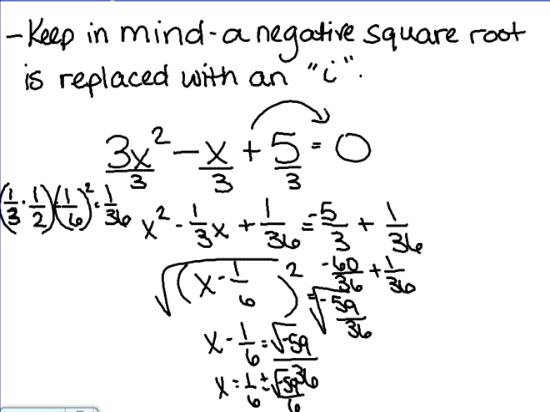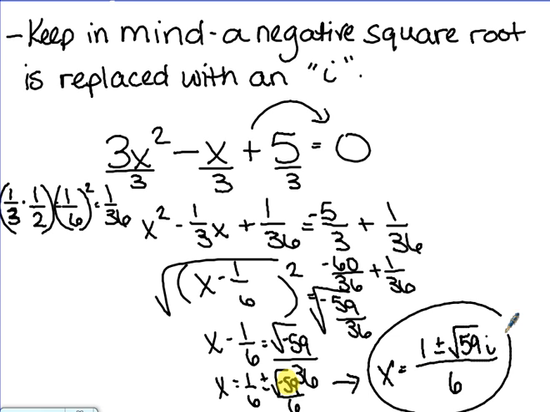Now notice, we have a negative square root. Okay? Right here in this term. Keep in mind that a negative square root is replaced with an i. So this answer is actually going to be x equals 1/6 plus or minus the square root of 59 i all over 6. So we're replacing that negative with an i. Everything else in completing the square remains the same.